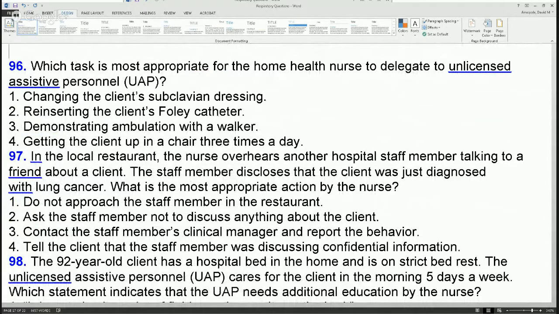Which task is most appropriate for the home health nurse to delegate to the unlicensed assistants? Changing and dressing? No. Inserting a catheter? No. Demonstrating ambulation to a walker? No. So I guess 4. Yes. All right, Christy, 3 to go.